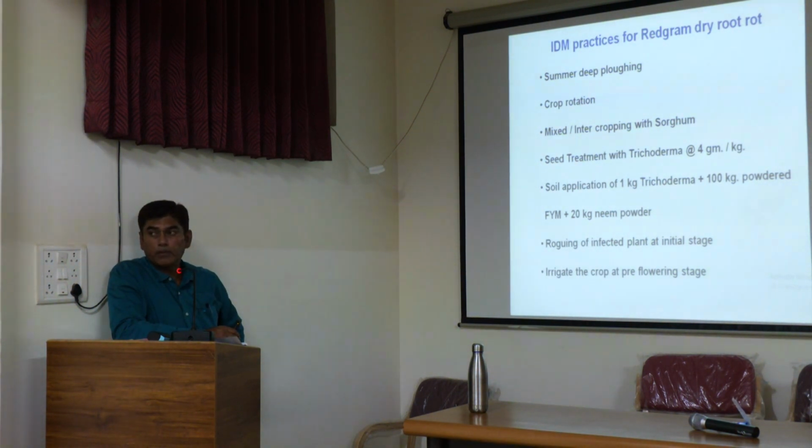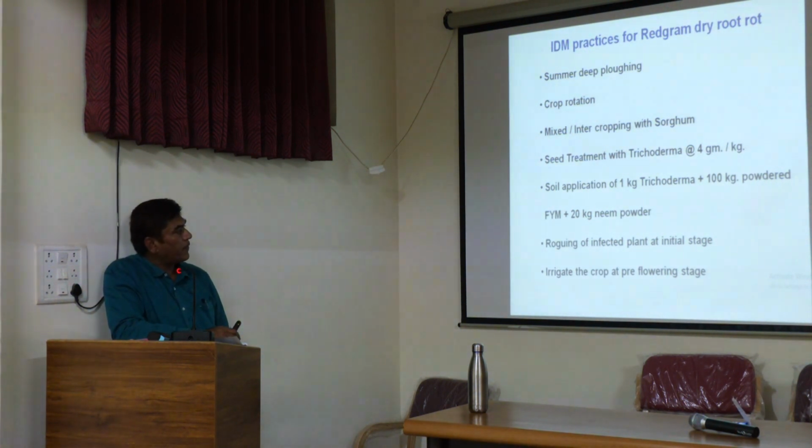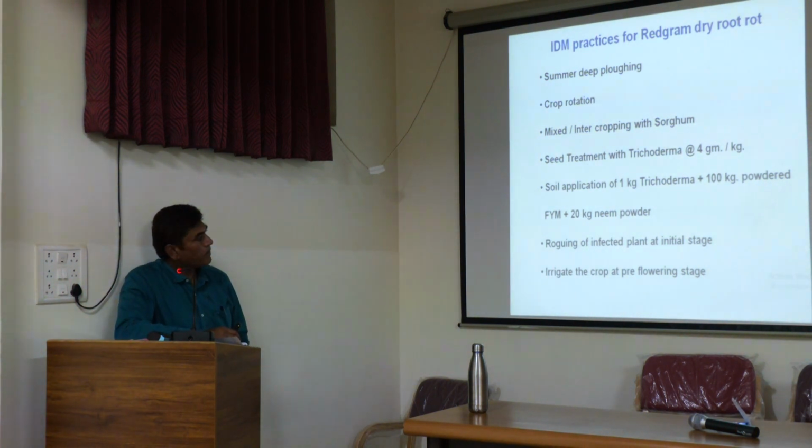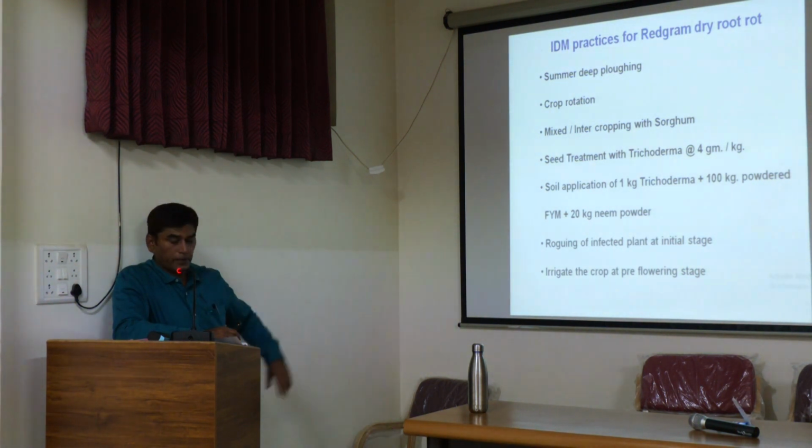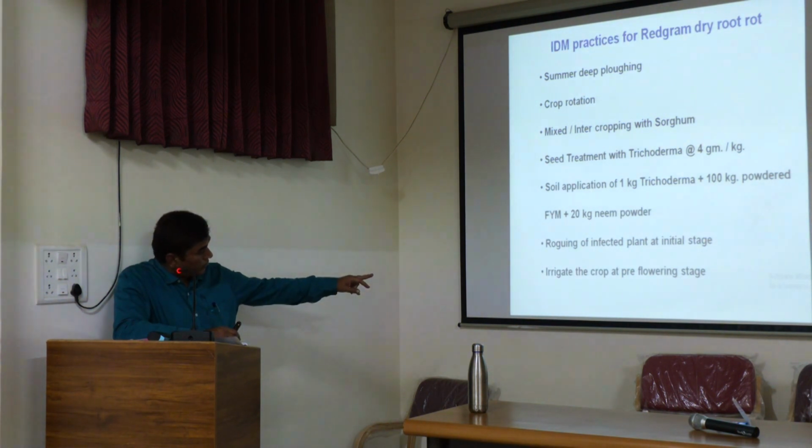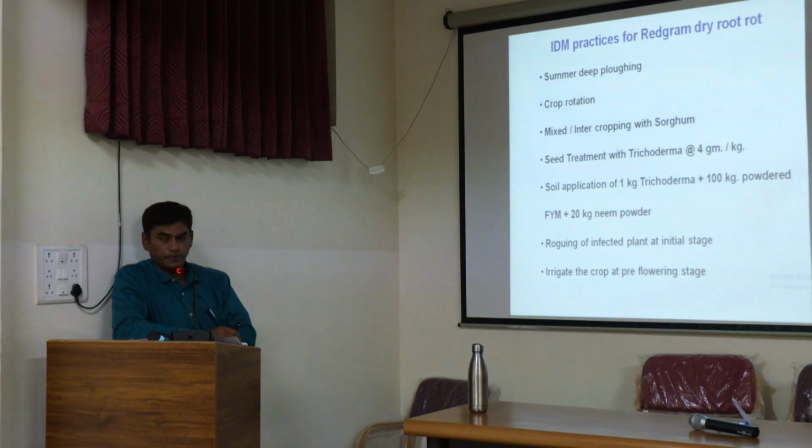As it is seed-borne, soil-borne, airborne, the options left are: summer deep ploughing is important, crop rotation, mixed or intercropping with sorghum, seed treatment with Trichoderma at 4 gram per kg, soil application of 1 kg Trichoderma enrichment plus 100 kg powdered FYM plus 20 kg neem powder for 1 acre. That is very effective against this Rhizoctonia bataticola. And roguing of infected plants at the initial stage. And one more, lastly, irrigate the crop at pre-flowering stage.